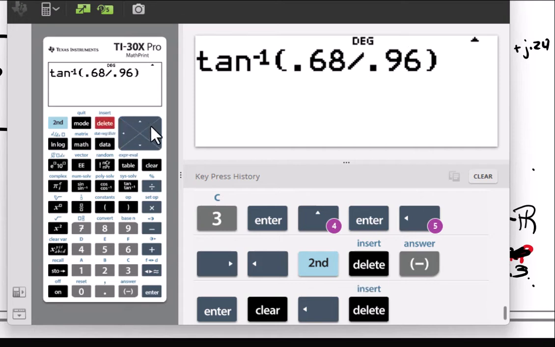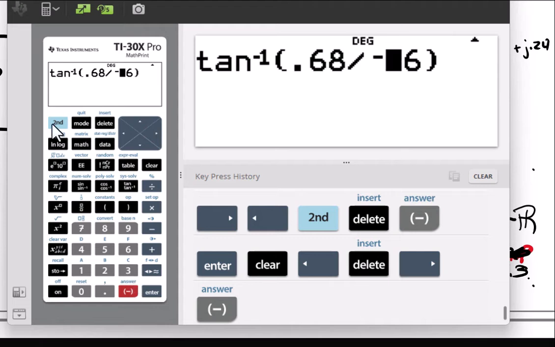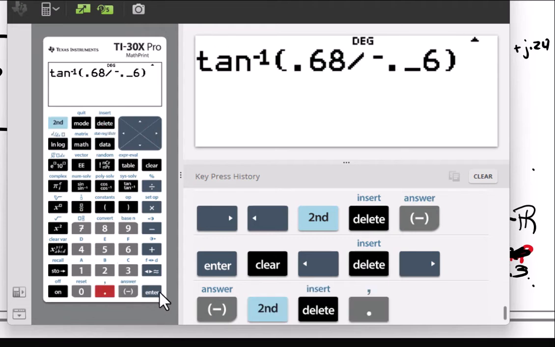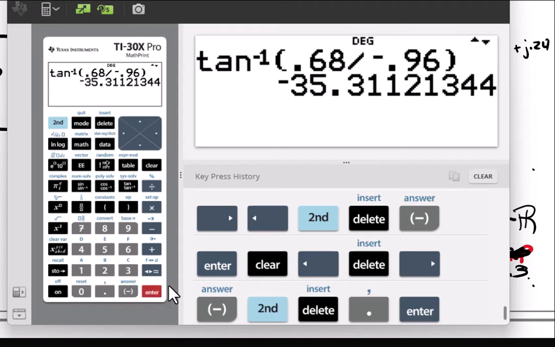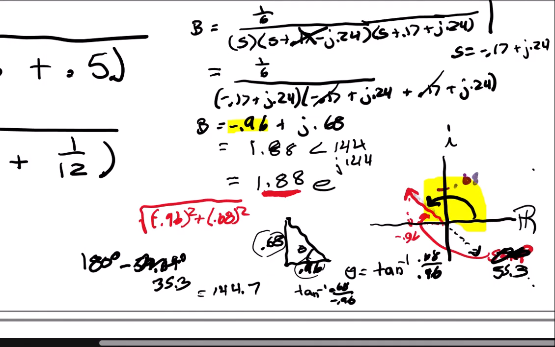Trying to be fancy and messing up. So it gives me negative 35. So it gives me the angle in the fourth quadrant instead of the second quadrant, which, depending on your purposes, may work just fine. But I always prefer to draw it out, look at the triangle, and figure out what we've got. So we found that B is 1.88 e to the j144.